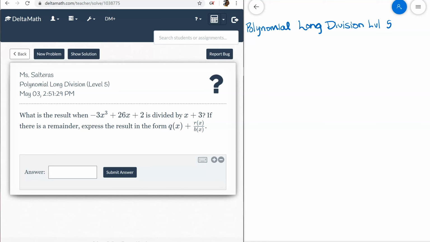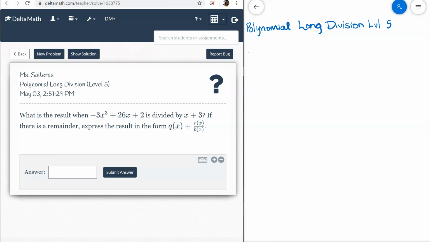Hi guys, I'm going to do two examples for the Polynomial Long Division Level 5. There's just one thing you need to know as you're going through these ones that makes them a little bit harder, or I guess you're just adding one additional step, all right? So we're going to set this up.